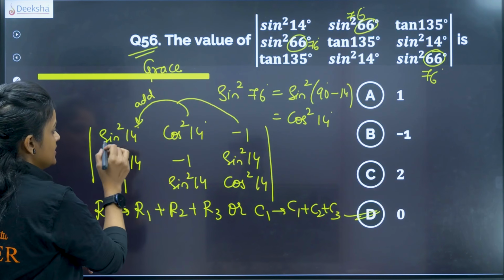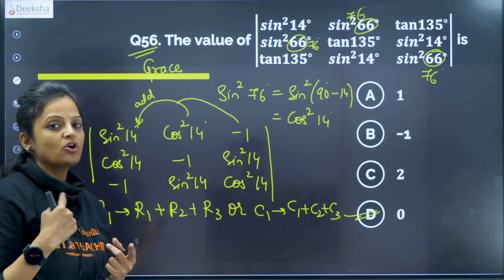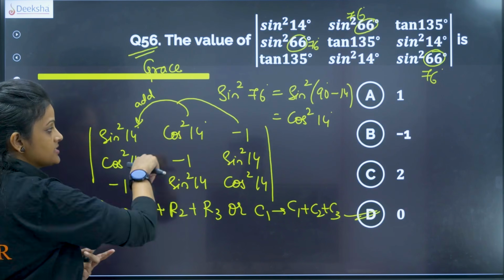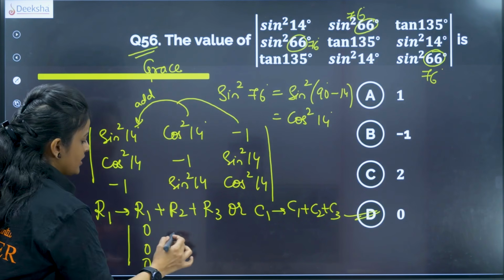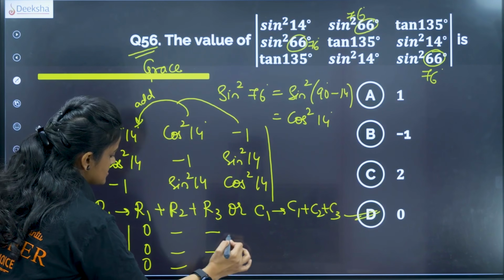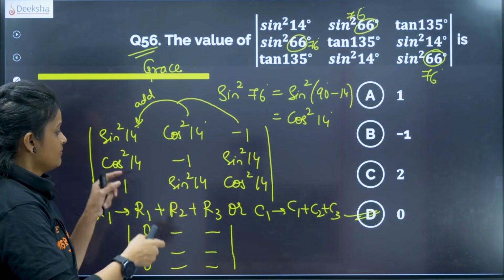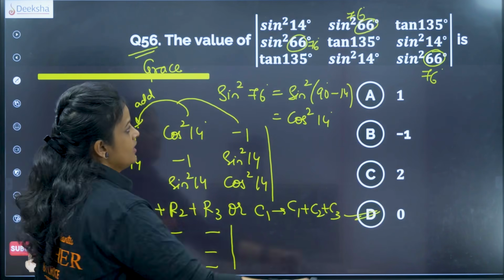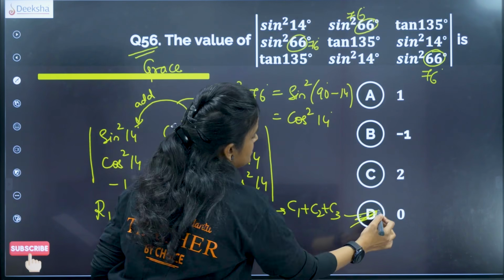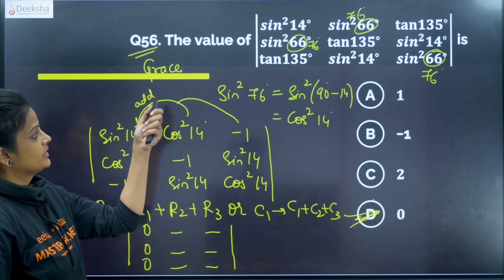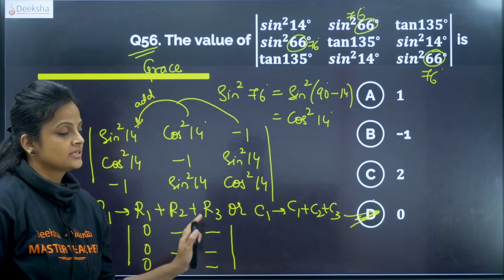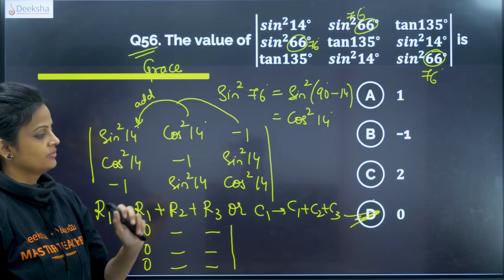So what happens: sin square 14 plus cos square 14, that is 1, and this minus 1. It becomes 0, 0, 0 here. So the rest of the elements are as it is. Okay, because one column is 0, the value of the determinant will be 0 according to the property. Done? So make the changes, practice this, then see the solution.